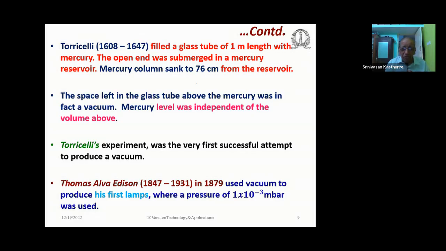Now, this was the very first successful attempt, as we see historically, to produce vacuum. Okay, this is Torricelli's experiment. And Thomas Alva Edison, later on in 1879, used vacuum to produce the first lamps, where a pressure of 1 times 10 raised to minus 3 millibar was used. Okay. So he had prepared the lamps, and in the lamp, vacuum was used.